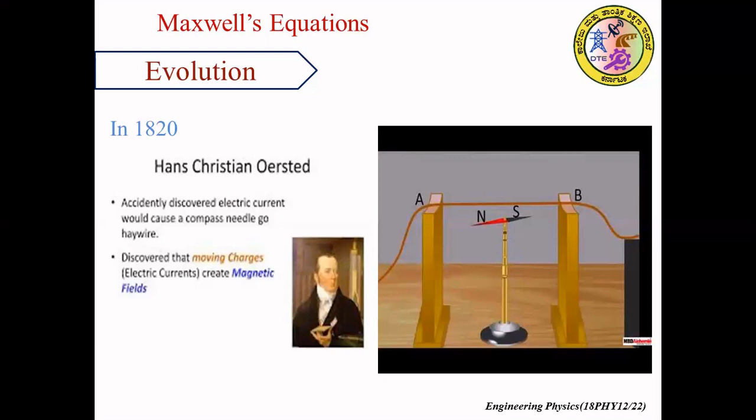Why does the magnetic compass get deflected? To reason this out, Ørsted suggested that a current carrying conductor generates a magnetic field around it, and this magnetic field interacts with the compass magnet and disturbs it. So it gets deflected. So basically, the current carrying conductor creates a magnetic field around it. This was established in 1820.